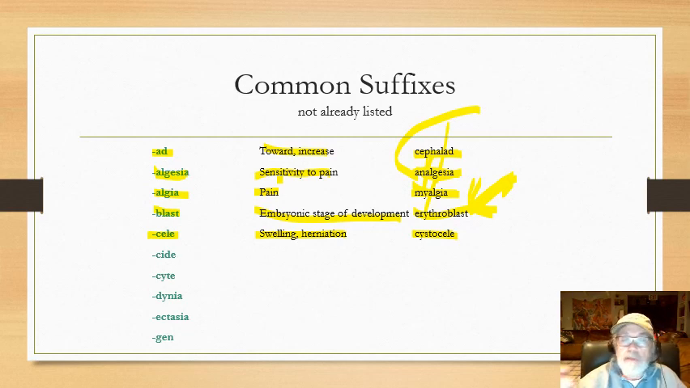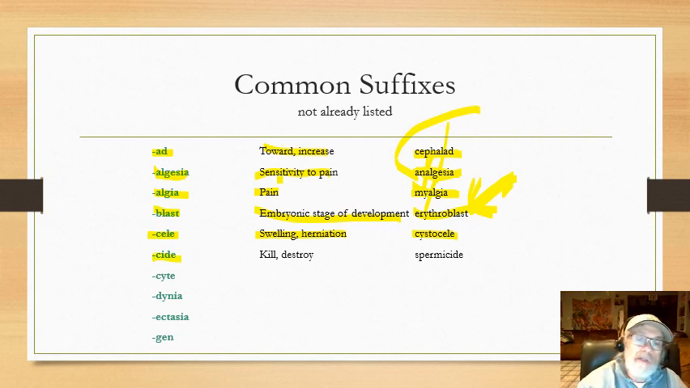Sometimes guys get a sac around the area of the testicle, which is called a hydrocele. Hydro means water, and this swelling around the testicle is basically a sac of water. It's called a hydrocele. So cele means swelling or herniation.